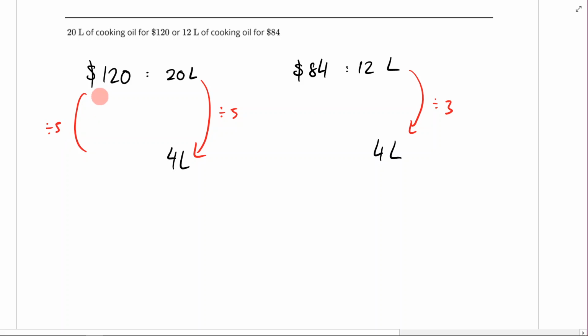So what's 120 divided by 5? I'll come here and I'll go 5, 1, 20. How many times does 5 go into 1? It doesn't. How many times does 5 go into 12? It goes in twice with 2 remainder. How many times does 5 go into 20? It goes in 4 times. Because that's $24. Perfect. $24.